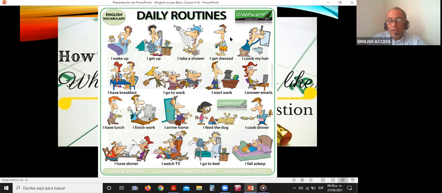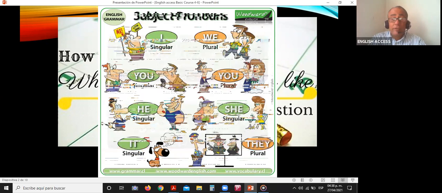But in the morning, these activities are important. Wake up, get up, take a shower, get dressed, comb or brush your hair, have breakfast. These are routines, things that you do as a responsibility, maybe, because there are more things that we do in our free time.